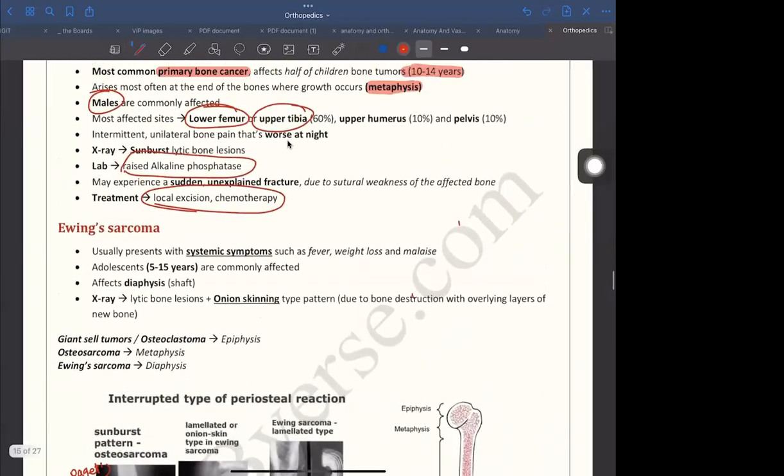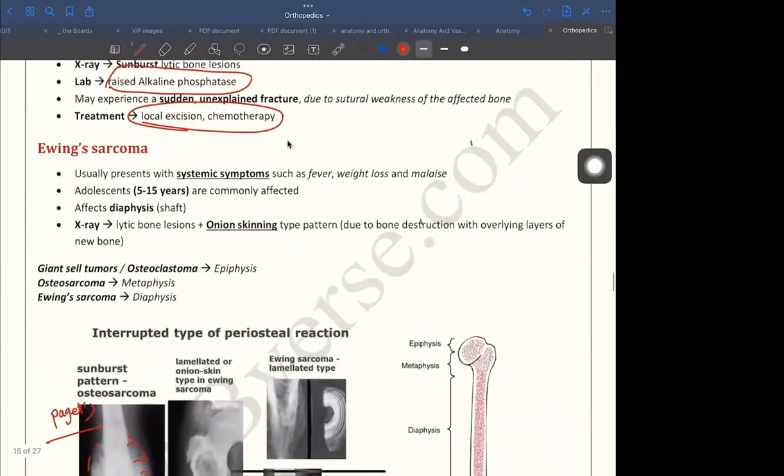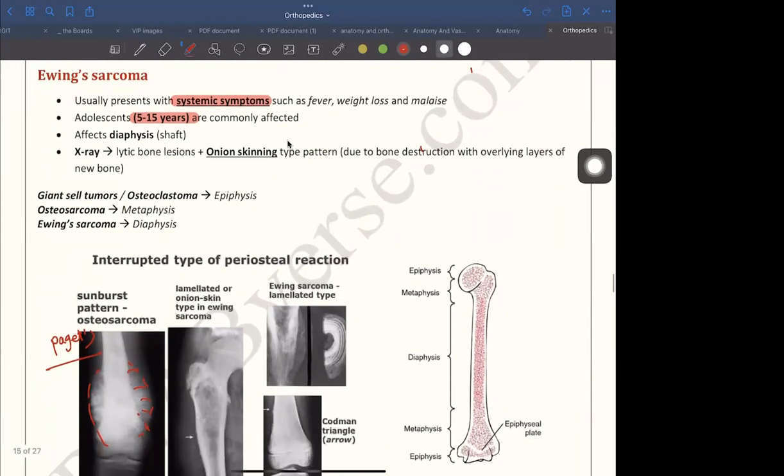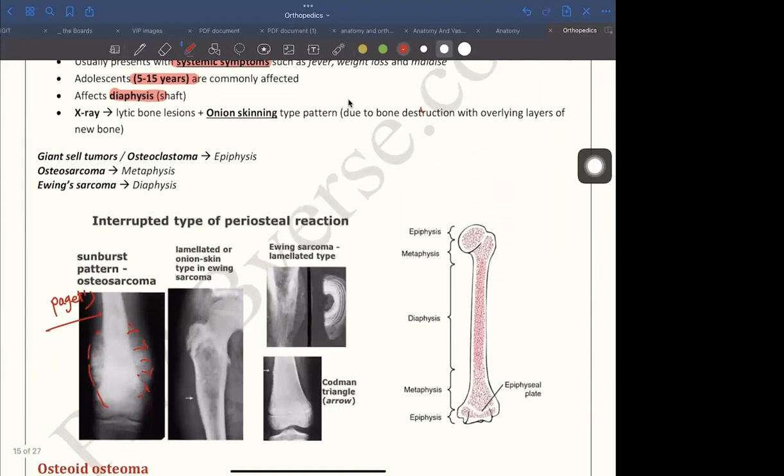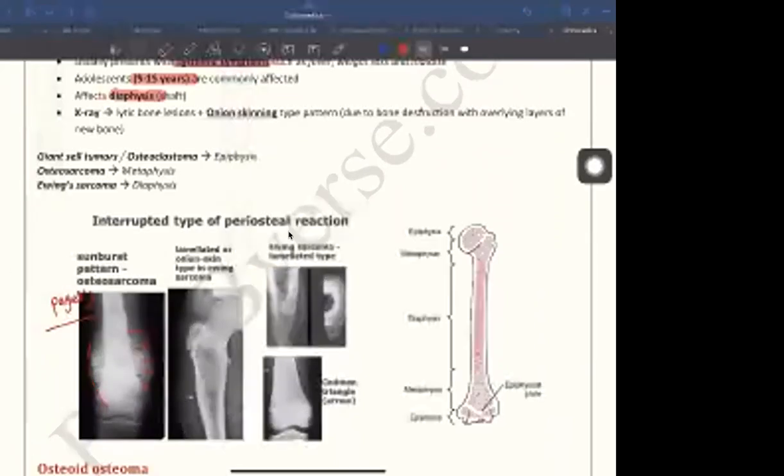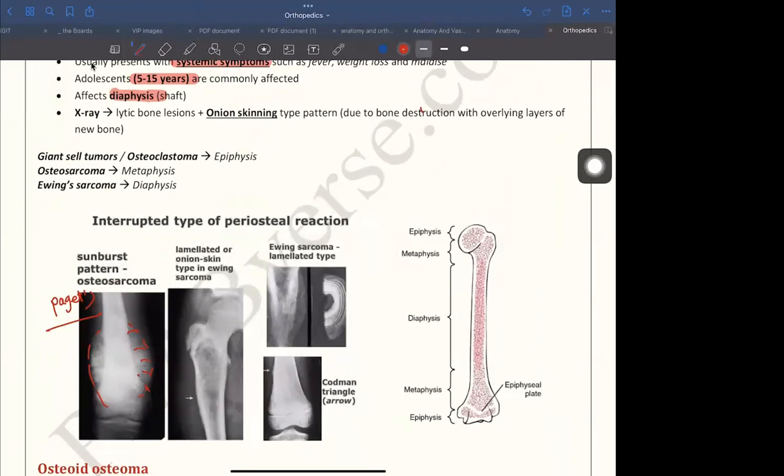Number two is Ewing sarcoma. Usually the patient presents with systemic symptoms like fever, weight loss and malaise, in adolescents from 5 to 15 years, and it mainly affects the diaphysis, which is the bone shaft. If you look here, again, this is the older classification. The diaphysis is just right there. This part is the metaphysis, and just above it is the epiphysis. This part is the metaphysis, and just below it is the epiphysis.